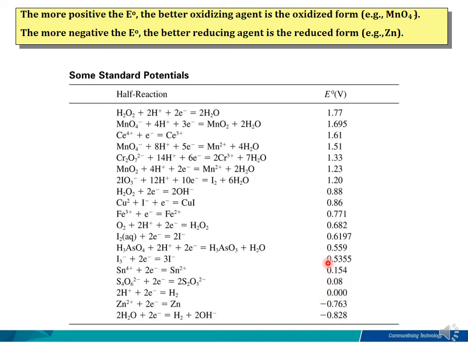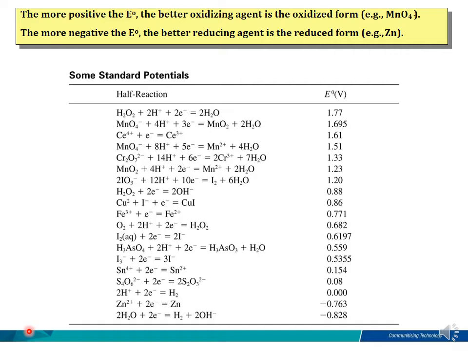Okay, and when you go up, the value becomes more positive, and when you go down, the value becomes more negative. So what we can estimate from this is that the more positive the potential, the better oxidizing agent is the oxidized form. So when you have a more positive value of potential, it is a better oxidizing agent.